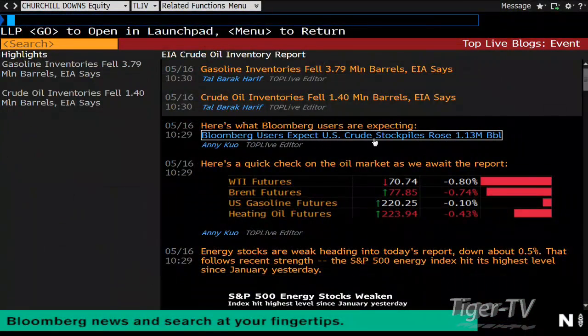So crude inventories fell 1.4 million barrels. And to clue in the expectation, Bloomberg users were expecting a rise of 1.1. So a bit of a miss.